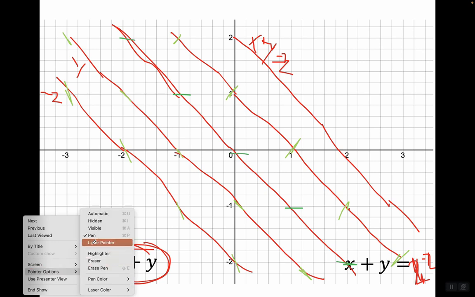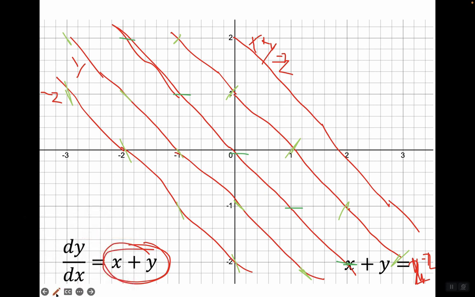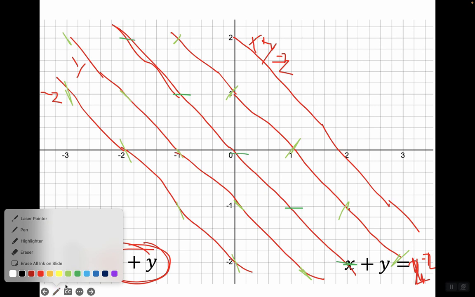So I don't know what color we're going to draw for the solution curves. Can you just pick one of these colors? Yeah, blue sounds good. Let's do blue.